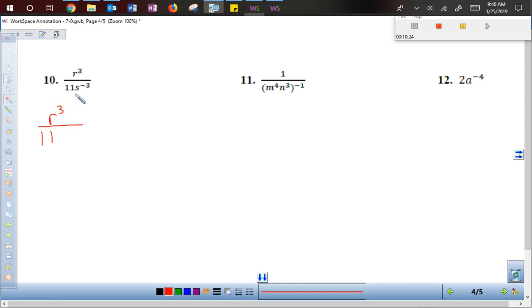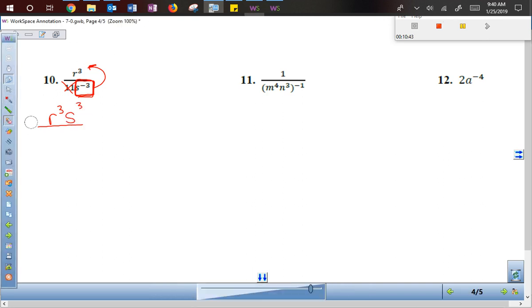The variable, however, this s to the negative third, is what has the negative exponent. So the variable needs to be moved to the numerator. The coefficient stays, but the variable needs to go. And when it moves to the numerator, it becomes s to the positive third. So my final answer should be r to the third times s to the third over 11.